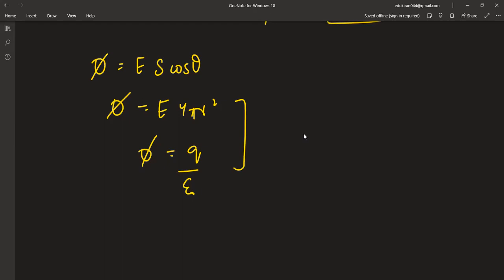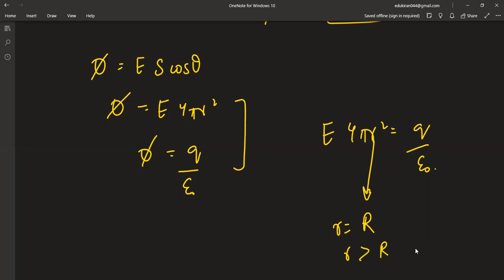So you will equate these two. That is E 4 pi r square is equal to Q by epsilon naught. Now, depending upon r, you will have different values of electric field. This will be equal to greater or equal to, so you will replace it by R. If it is r is greater than capital R, so you will only put as small r. Like this only you will keep it.